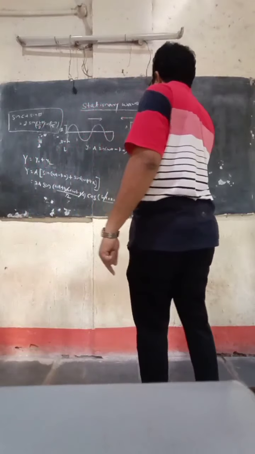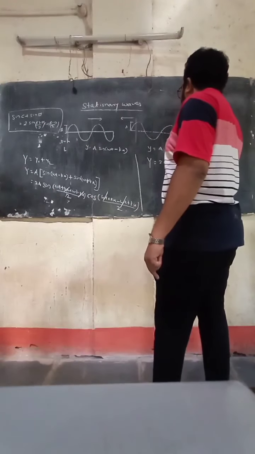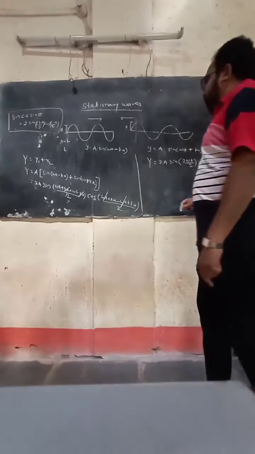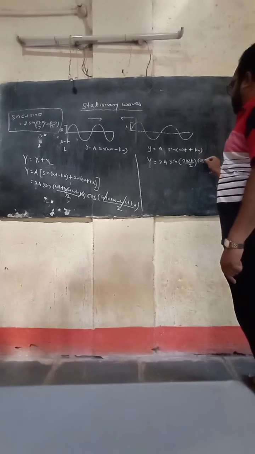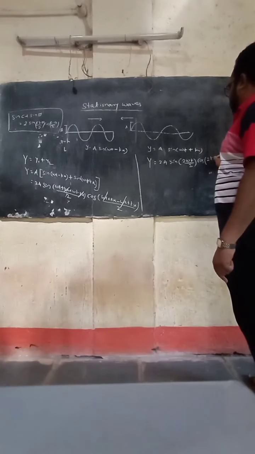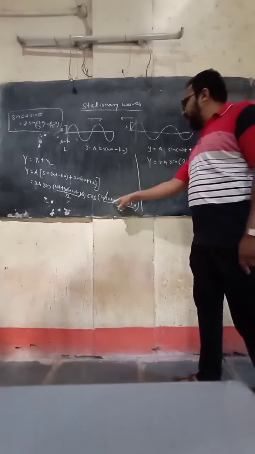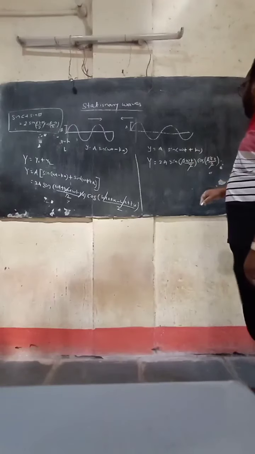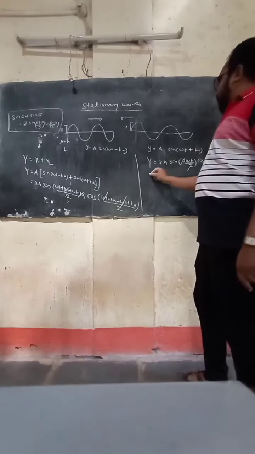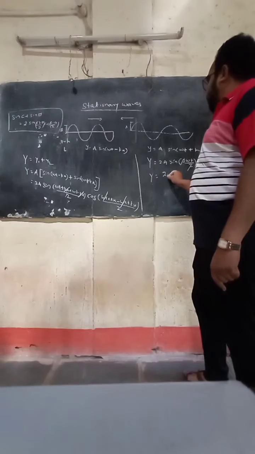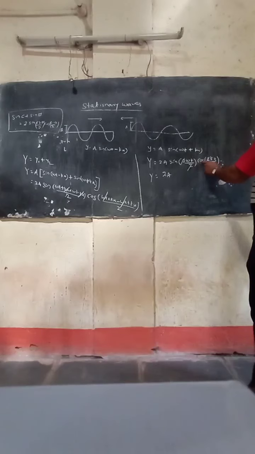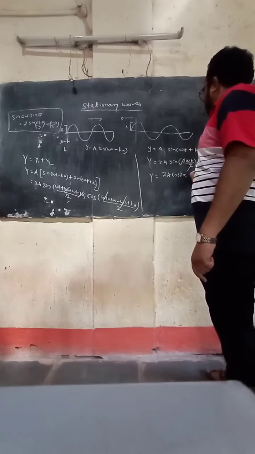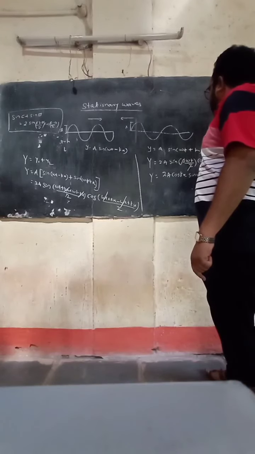So we can say that y is equal to 2A sin(2 omega t upon 2) and cos(2kx upon 2). See, kx plus kx is 2kx upon 2. The 2 and 2 cancel, and the 2 and 2 cancel. So the equation becomes y = 2A cos kx into sin omega t.